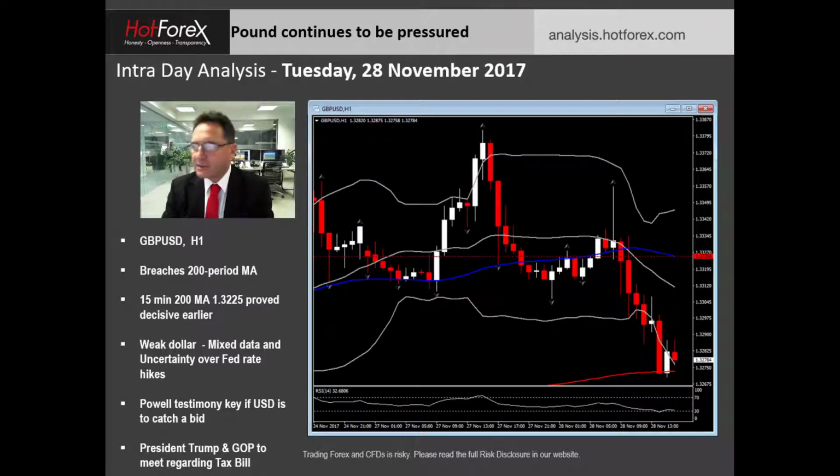US markets have just opened and stock markets look very positive, ticking up again. Dollar continues to be out of favour, but not as much out of favour as the pound's been today. Classic little intraday move there.